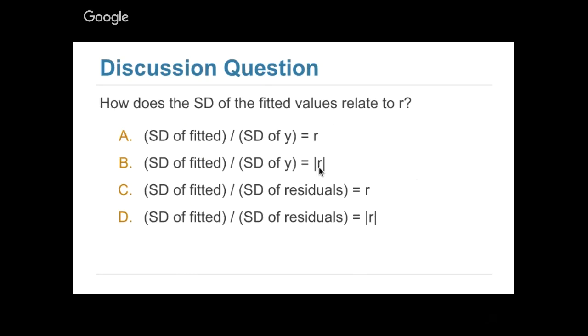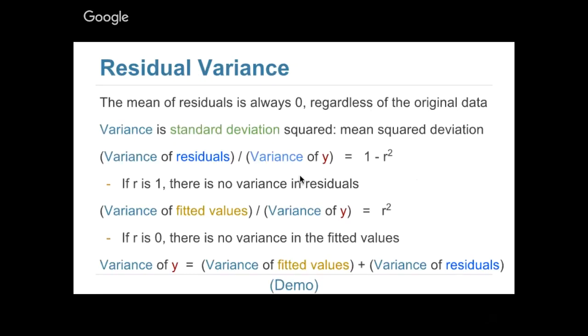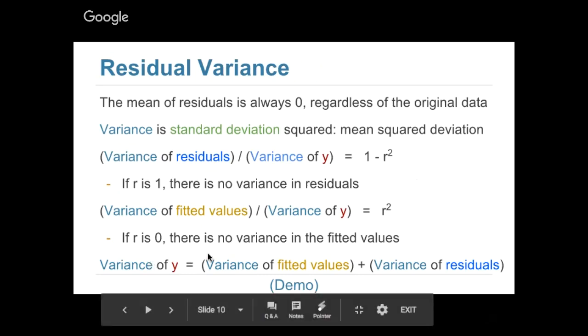Okay, so you should remember these equations, but more importantly, you should remember what these equations are saying. If R is 1, there's no variance in residuals. If R is 0, there's no variance in fitted values. Those are more important to me than just memorizing the equations themselves and being able to plug and chug. So make sure you understand what these are saying.